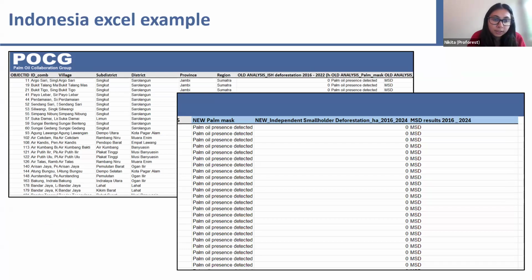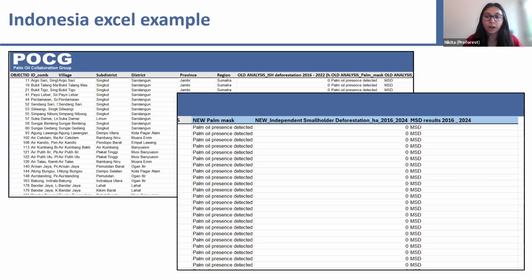Here's what the Indonesia Excel sheet looks like. As you can see, we have a list of the villages, the sub-districts, the districts, the province and the region. These are available for all three: Indonesia, Peninsular Malaysia, and Sabah Sarawak. The Excel sheet currently has the old analysis of the MSD, which was done from 2016 to 2022, and it also has the new analysis, which is up to 2024.